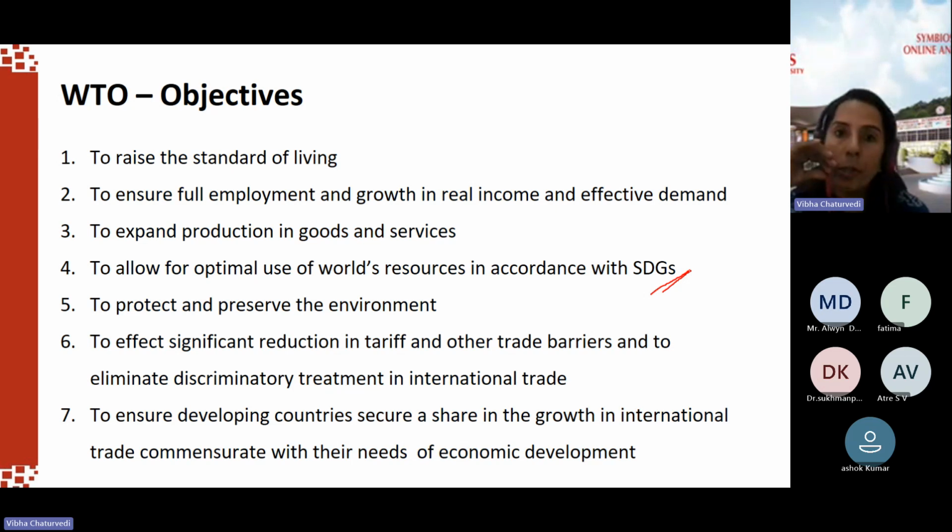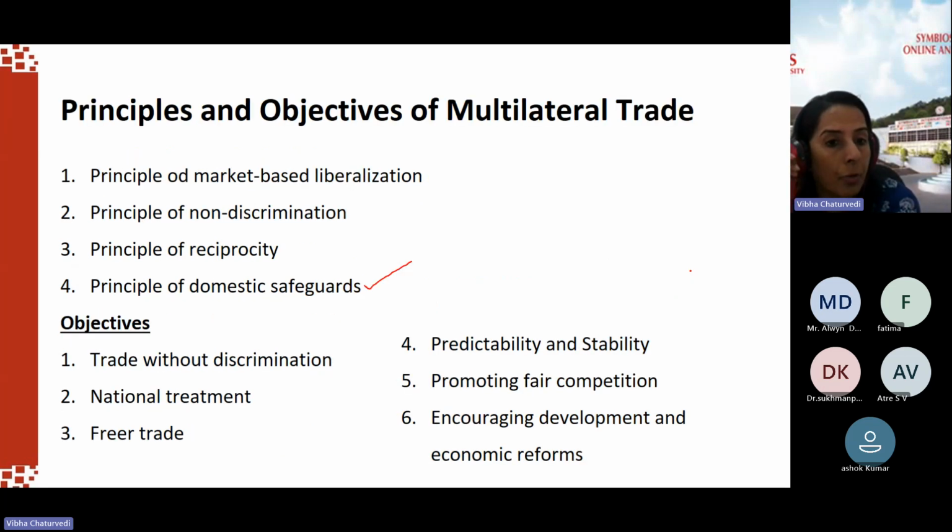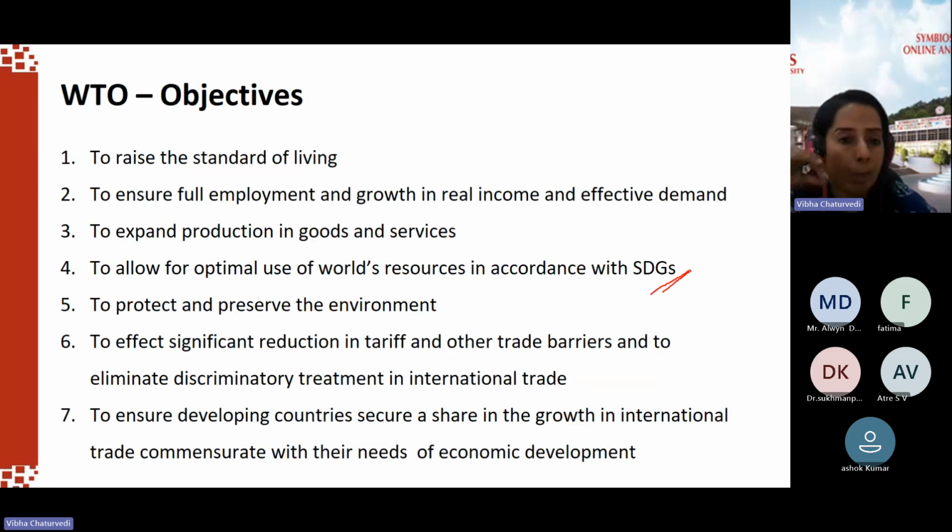Effect significant reduction in tariff and other trade barriers to eliminate discriminatory treatment in international trade. So all tariff and non-tariff barriers must be brought down so that this principle of trade without discrimination can be effected.